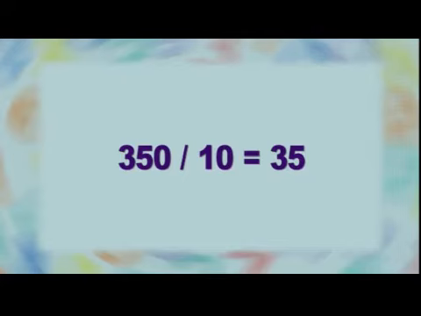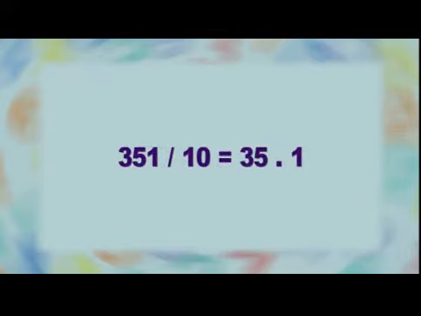Dividing by 10 shifts the digits one step to the right and requires decimals unless the last digit in the original number is 0. The following table illustrates this process for 350 divided by 10, which is equal to 35, and 351 divided by 10, which is equal to 35.1.